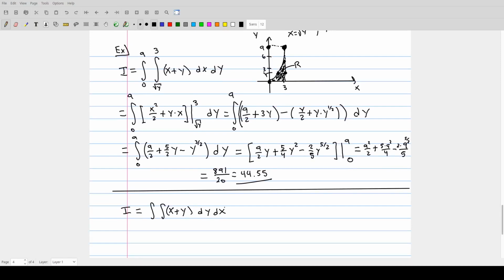Remember, what we're looking for is first getting our outer bounds, which are for x. And what you can see is that this region goes from x equals 0, which is right here, to x equals 3, which is right here. So the bounds for x are going to be from 0 to 3.